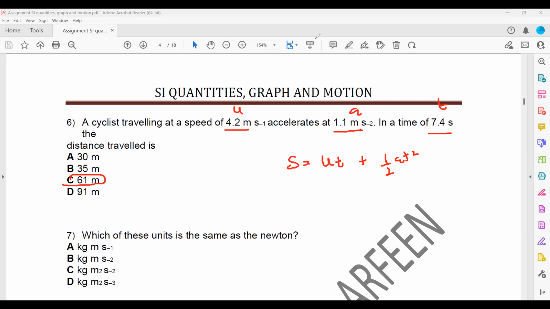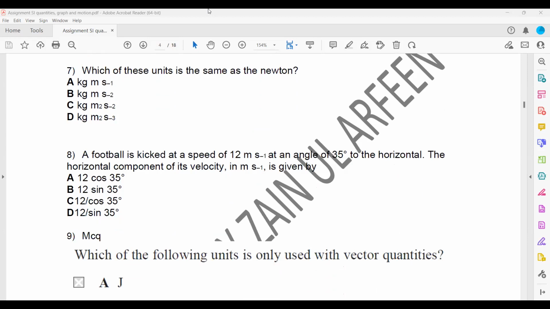Then, which of these units is the same as the base unit for Newton? Newton is actually a unit of force. So first we write a formula for force. F is equal to ma. Mass is in kilogram and acceleration is in meter per second square. So this kilogram meter per second square will move to the numerator. So the equivalent will be kilogram meter second raised to power minus 2. So it matches with option B. B is equivalent to Newton.